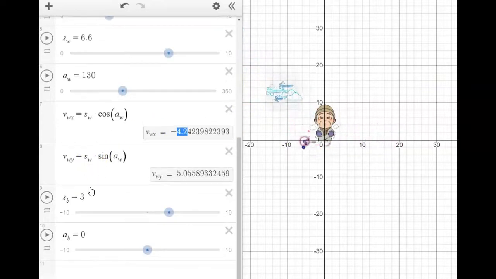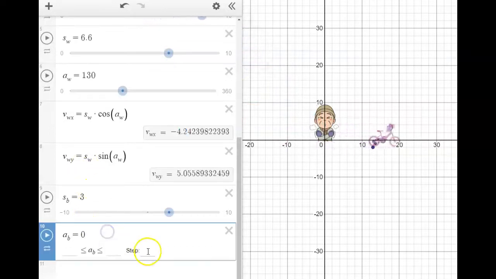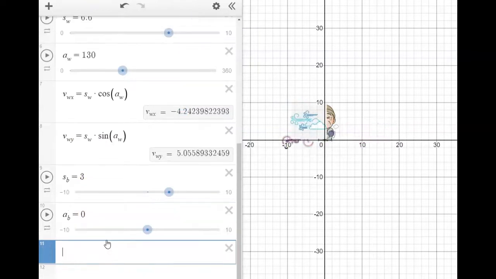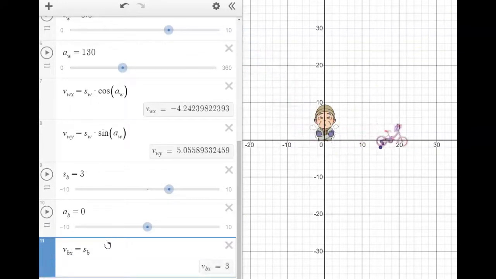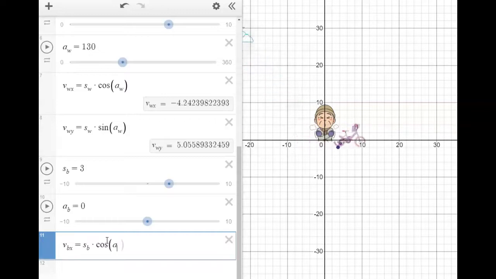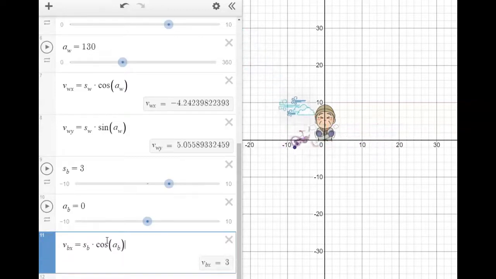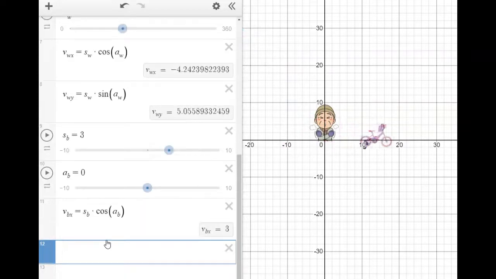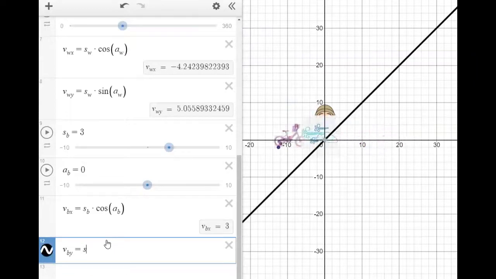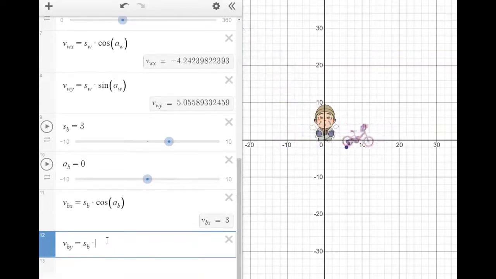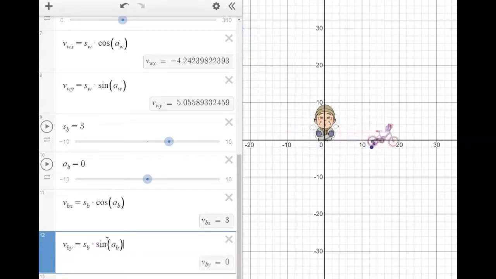So now I want to do the same thing here, but for the bike. So let's put that in here. We've got the velocity of the bike in the x direction is going to be equal to the speed of the bike times the cosine of the angle of the bike. All right, and the same way, I'm going to do the velocity of the bike in the y direction. It's going to be equal to the speed of the bike times the sine of the angle of the bike.